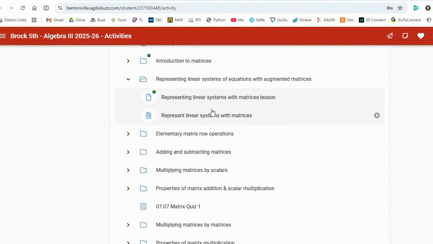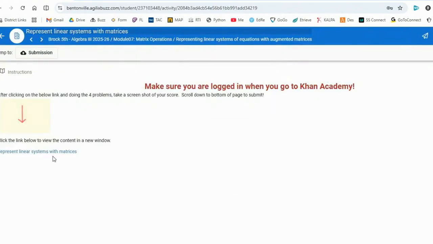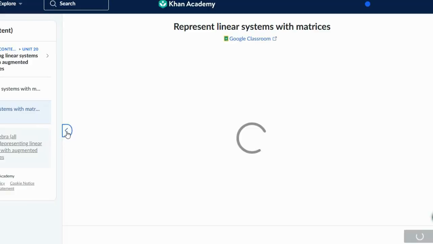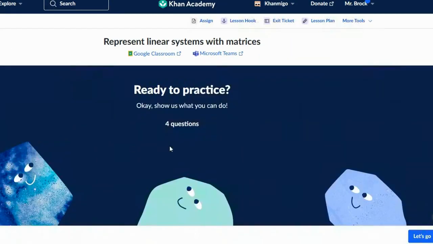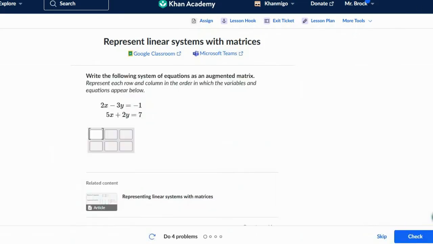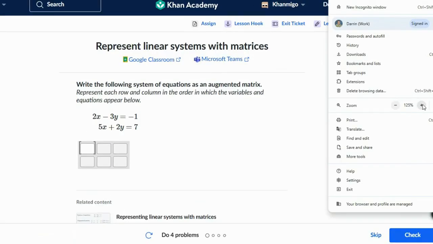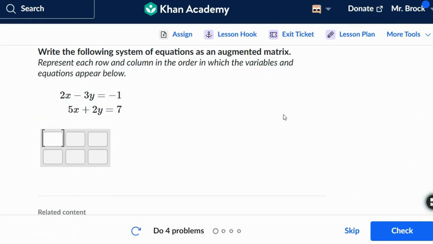All we have left is this assignment that goes with the lesson we just looked at. Representing linear systems. Again, we turn this in down here. Once it opened up, I'm going to close that little tab on the side. Ready to practice. Yes. Write the following as an augmented matrix. All right, I can make this bigger again. Represent each row and column in the order in which the variables and equations appear below. X, Y, constant. X, Y, constant.